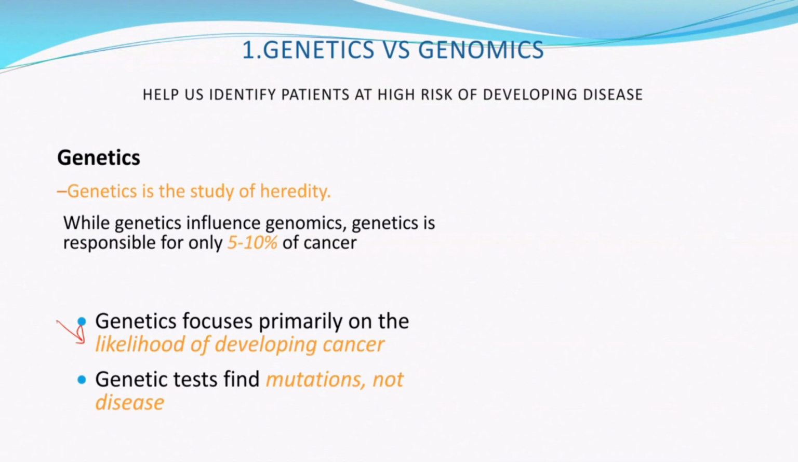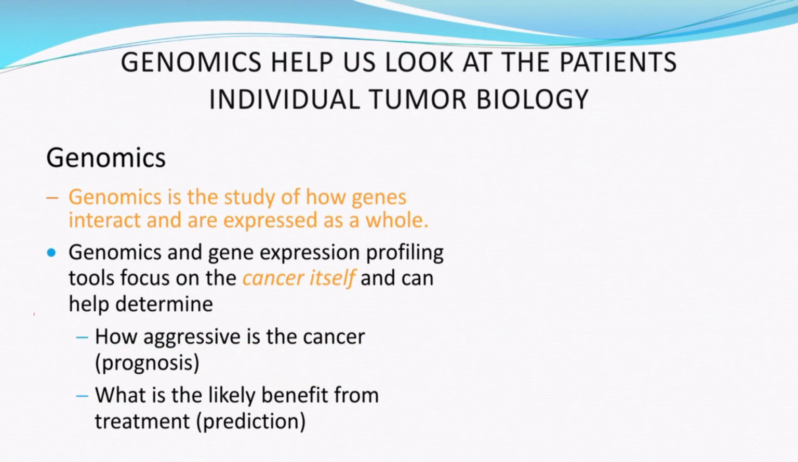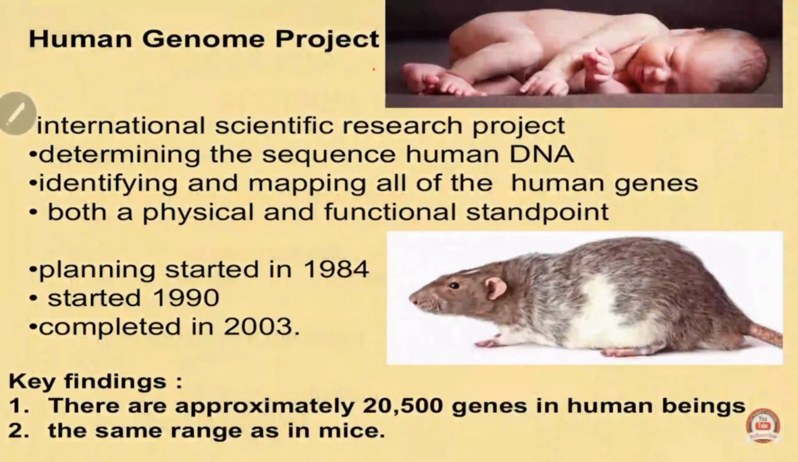We all know that genetics is the study of heredity. With the help of genetics, we are able to know the likelihood of developing disease, and we are able to detect the mutation but not the disease. On the other hand, genomics is the study of genes, their interactions and their expression. With the help of genomics, we are able to know how aggressive the cancer is, that is the prognosis, and what the likely benefits from the treatment are, whether the treatment is effective or not effective for a particular tumor or disease.